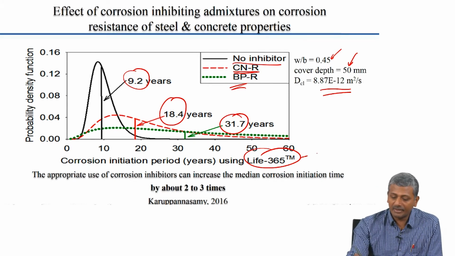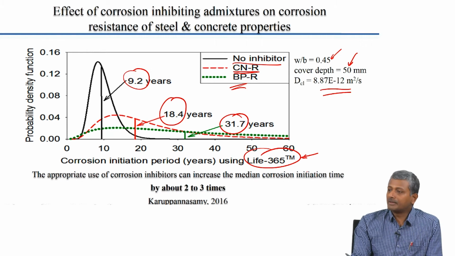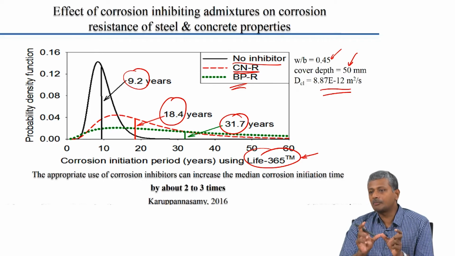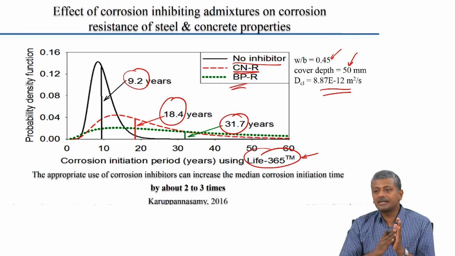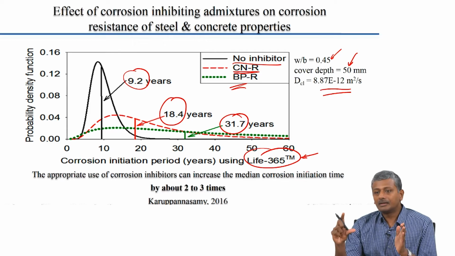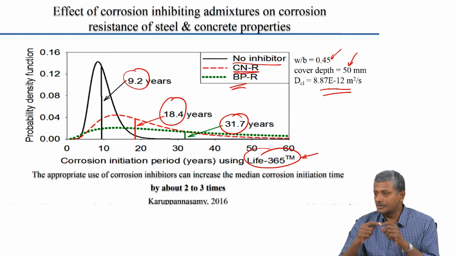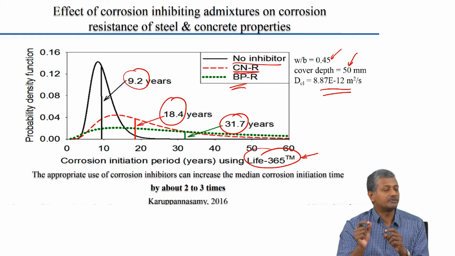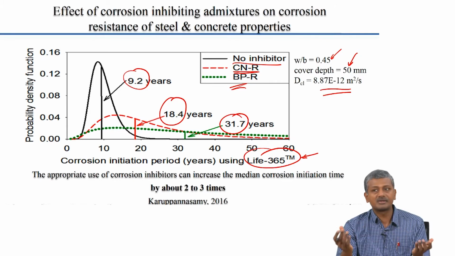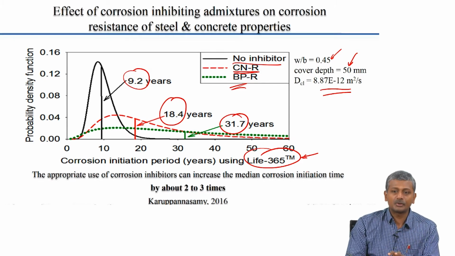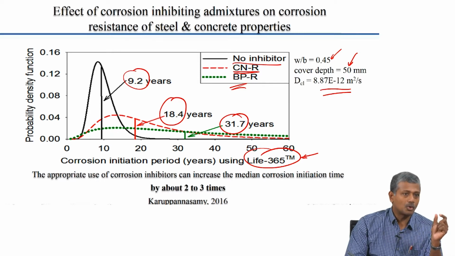Now, Life 365 for the most part takes only the initiation phase for determination of service life. It takes a little bit of propagation phase. What it does is it takes the initiation phase and adds a certain number of years for a 10% damage level to happen in the steel. That means the cross section of steel reduces by 10%, and that is taken to be the point where your service life is considered to be over. So, they are just adding a small quantity to indicate that 10%. Most of the measurement is only for the initiation time; it only takes a small bit for the propagation time.